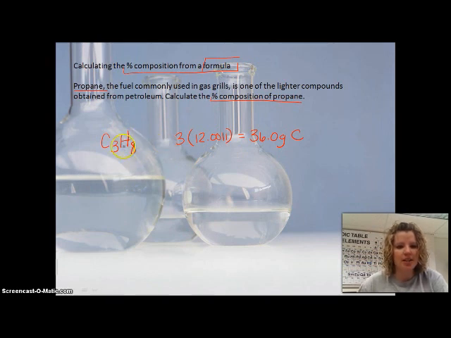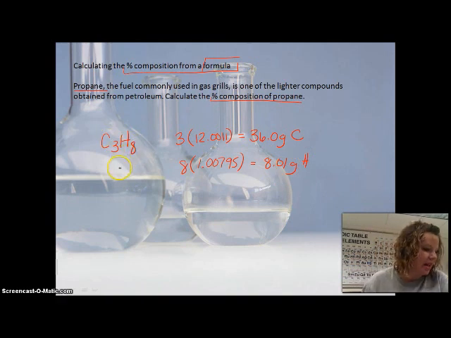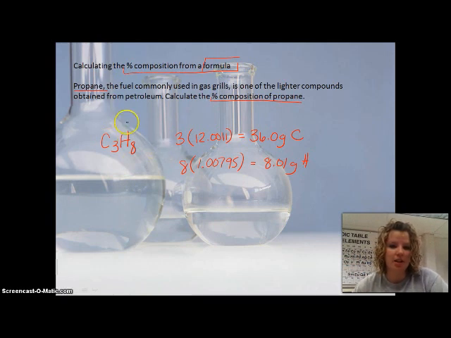And then we've got 8 hydrogens, times 1.00795, and that gives us 8.01 grams of hydrogen. Okay, so once you have the grams from this, now we can calculate the grams per mole of this, which is, we added up 3 carbons plus 8 hydrogens, and it would give us right around 44 grams per mole of this.